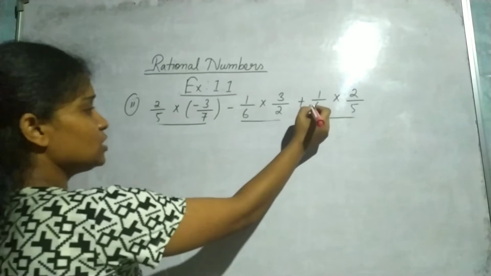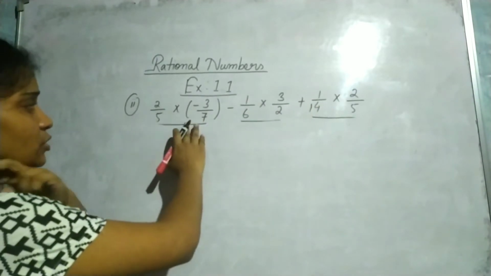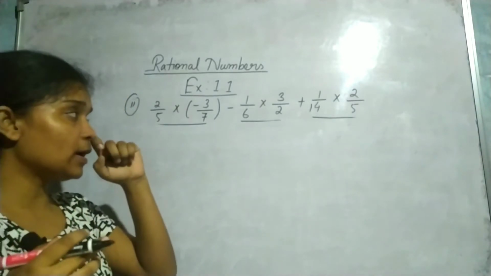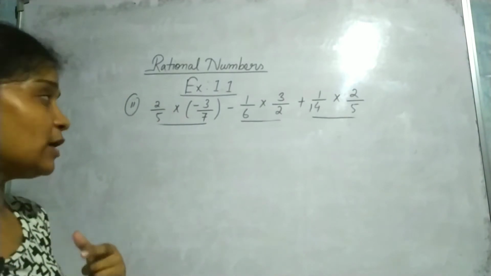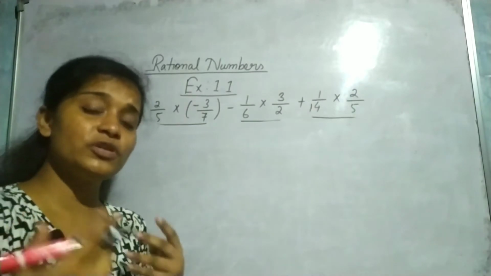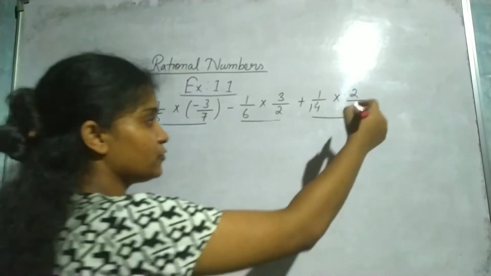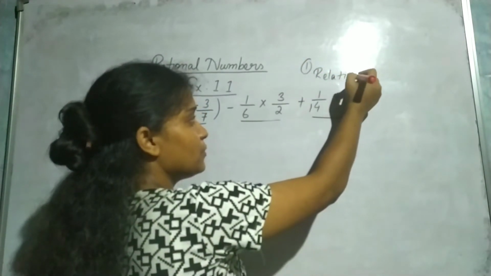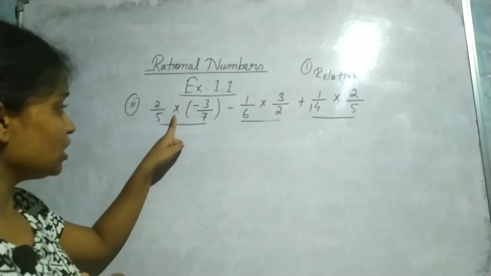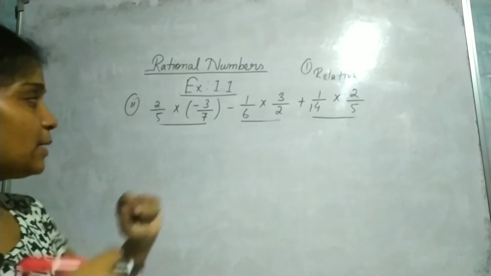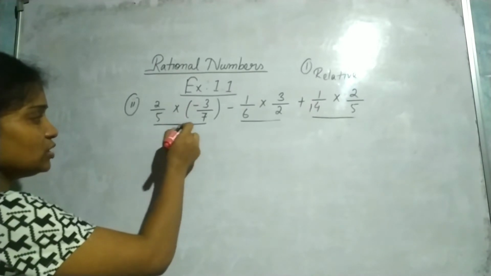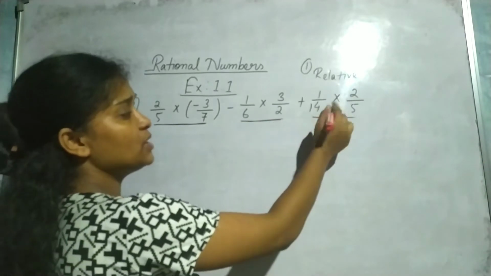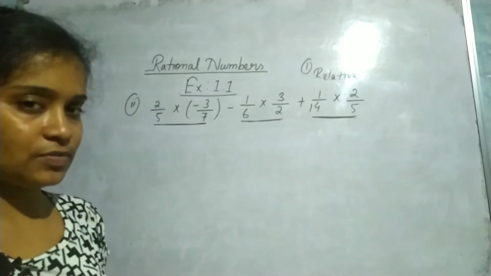So the next question is this one, 2 by 5 into this number, which we have to solve using the properties. So before finding this number, what do we have to do? First of all we have to check which are the relatives. So our first step is what? You have to check which are the relative numbers. Now how can I check relatives? By looking at the multiplication sign between them. Now they have a multiplication sign, so these are the relatives.